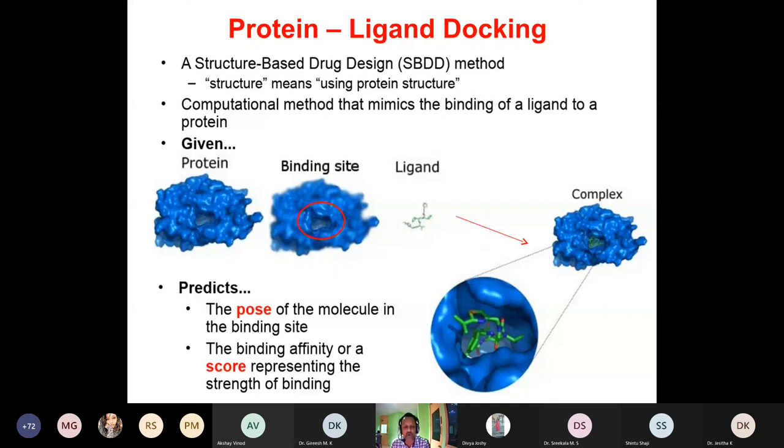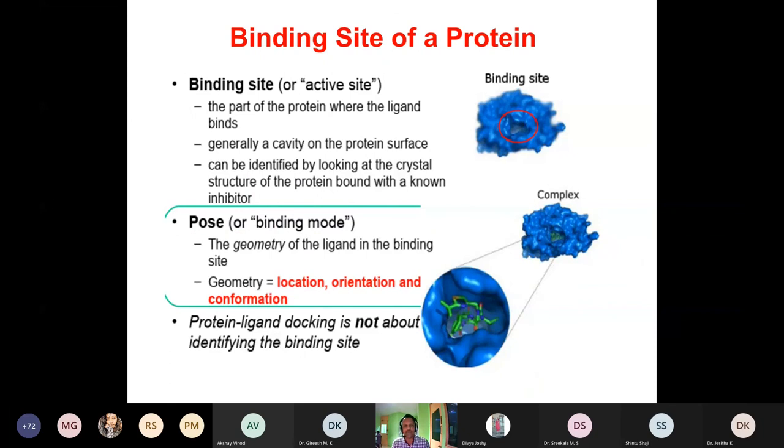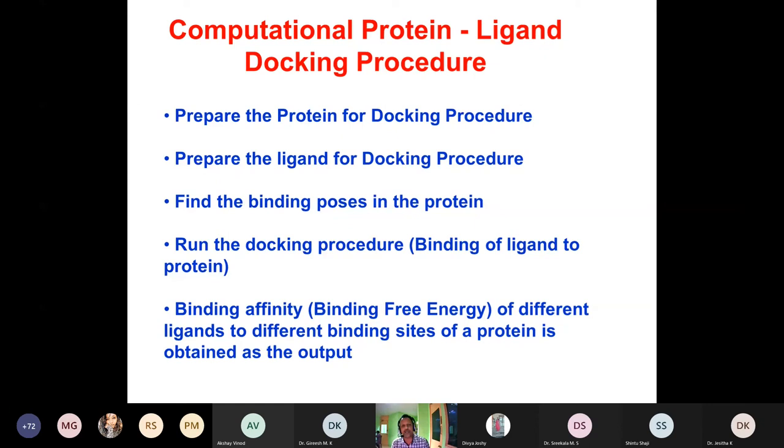If we have 10 compounds and a doubt whether these compounds inhibit a particular protein, we just carry out the docking of these 10 compounds. As a result, we get the binding scores or docking scores of these 10 compounds. The compound with the best binding score can be selected as the best inhibitor of that target protein. I think the picture is clear to you. So this is the computational procedure for protein-ligand docking.